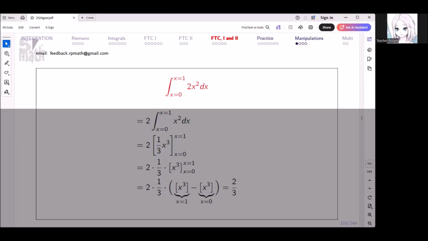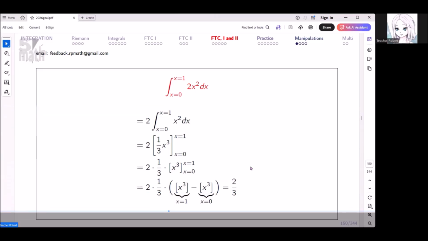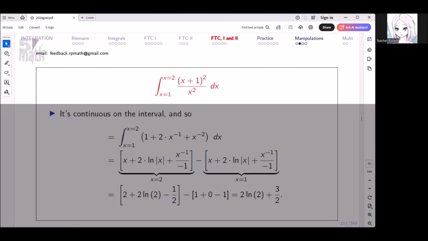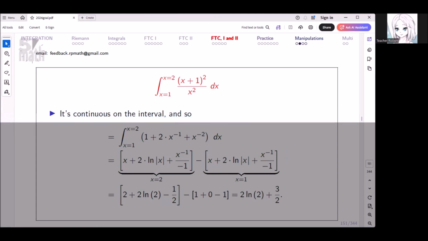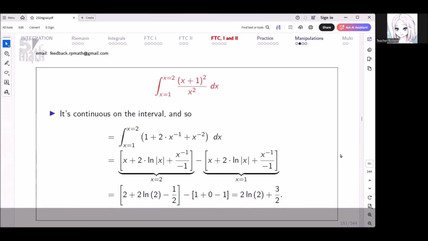Integral x equals 0 to x equals 1, 2x squared dx, we should get 2 over 3. Integral of x equals 1 to x equals 2 of x plus 1 squared all over x squared dx. It's continuous on the interval, and so we have the following, and we get 2 ln 2 plus 3 over 2.